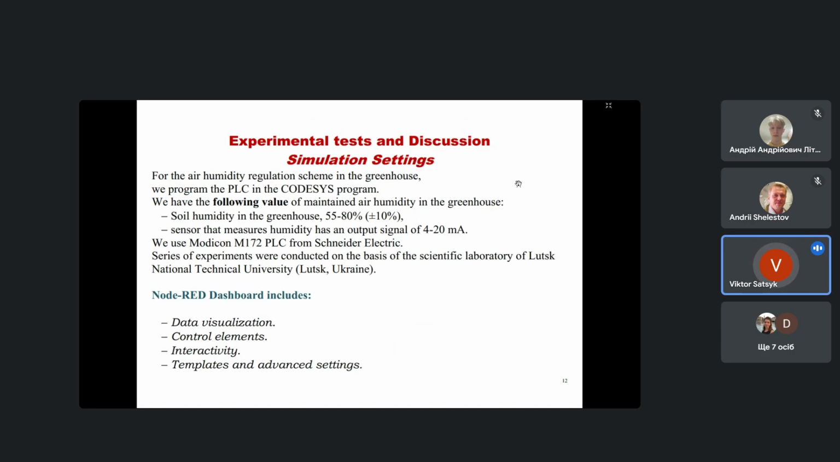Okay, the Node-RED dashboard includes data visualization, control elements, the possibility to interact with them, and templates and advanced settings.